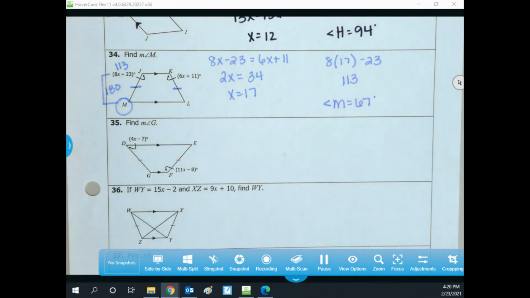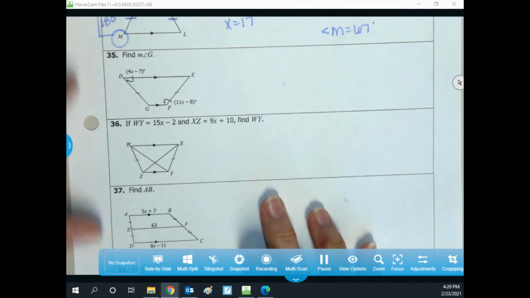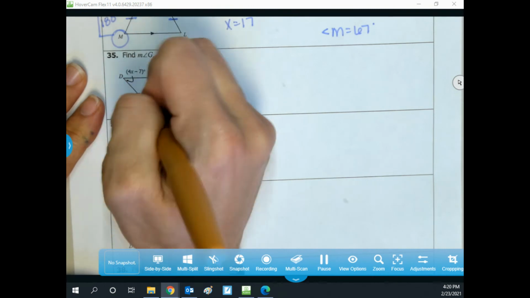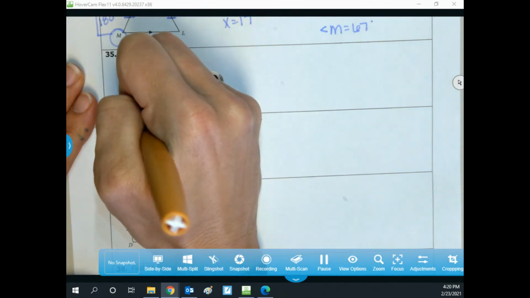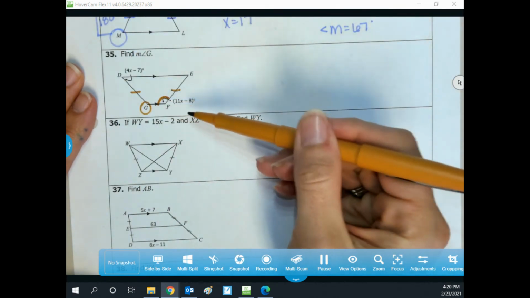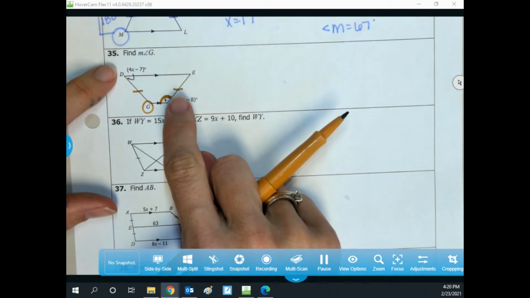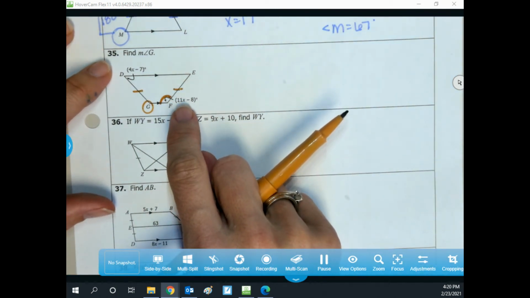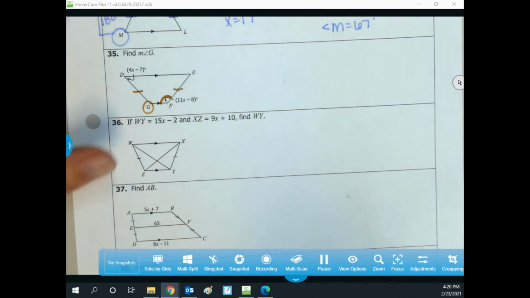All right, number 35. In number 35, we're looking to find angle G. Well, remember, this is an isosceles trapezoid, so angle G is equal to whatever angle F is. In order to find angle F, we need to know what x is. Remember, these two angles are across from each other, so they have to add up to be 180 degrees. Go ahead and solve for angle G now.